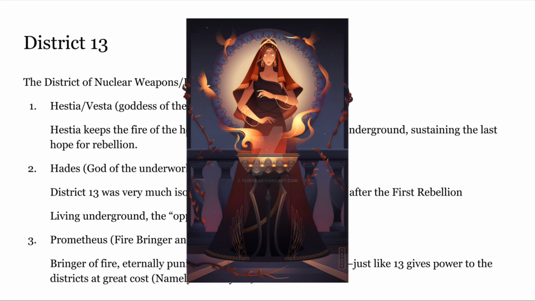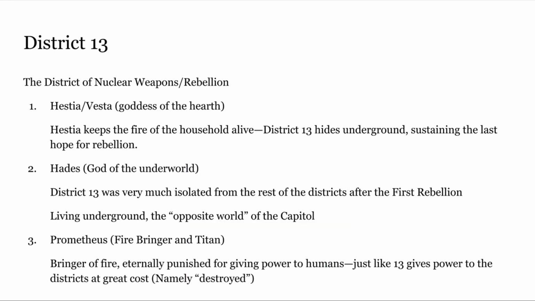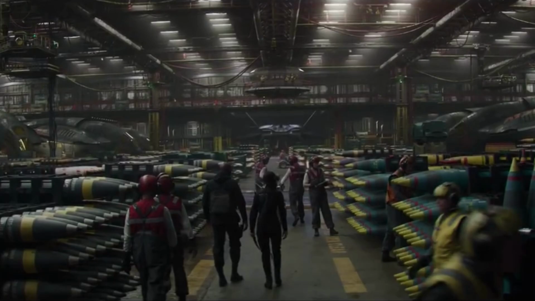First of all, Hestia, or Vesta, goddess of the hearth. Hestia keeps the fire of the household alive. It's kind of like how 13 hides underground, sustaining the last hope for rebellion, keeping the spark of it alive.